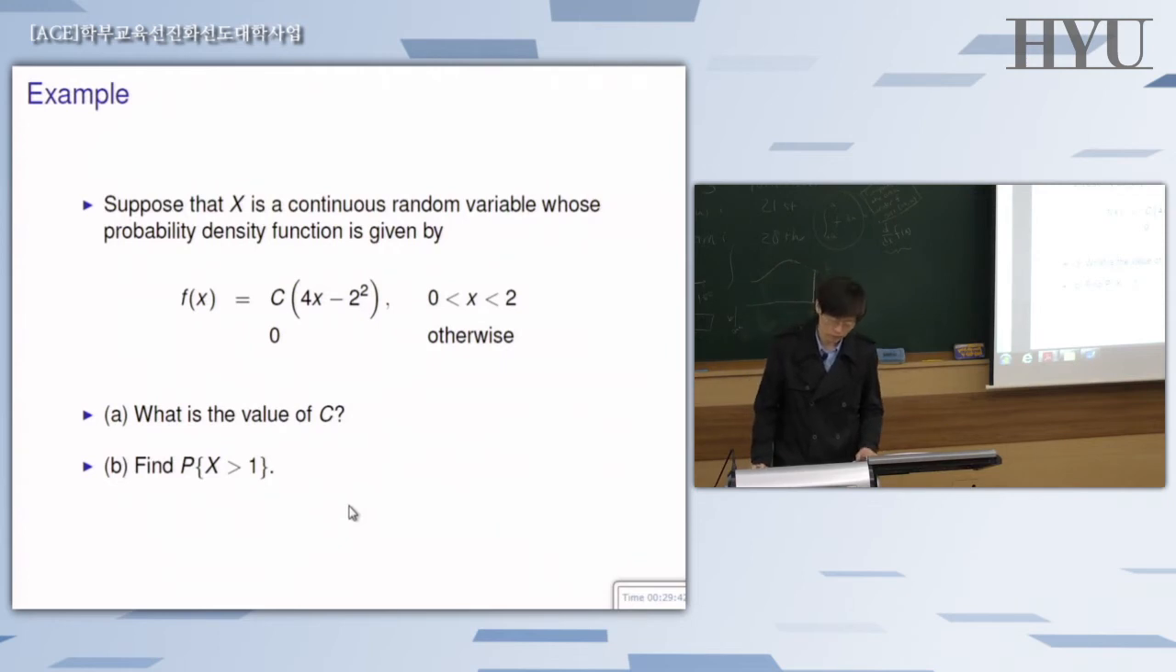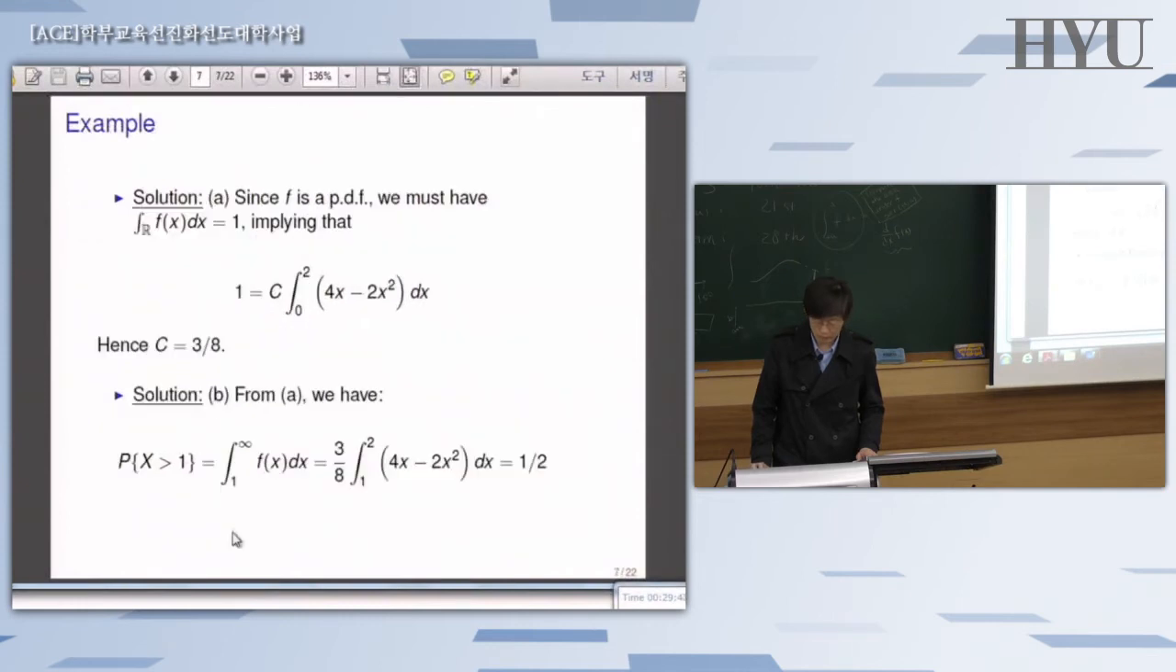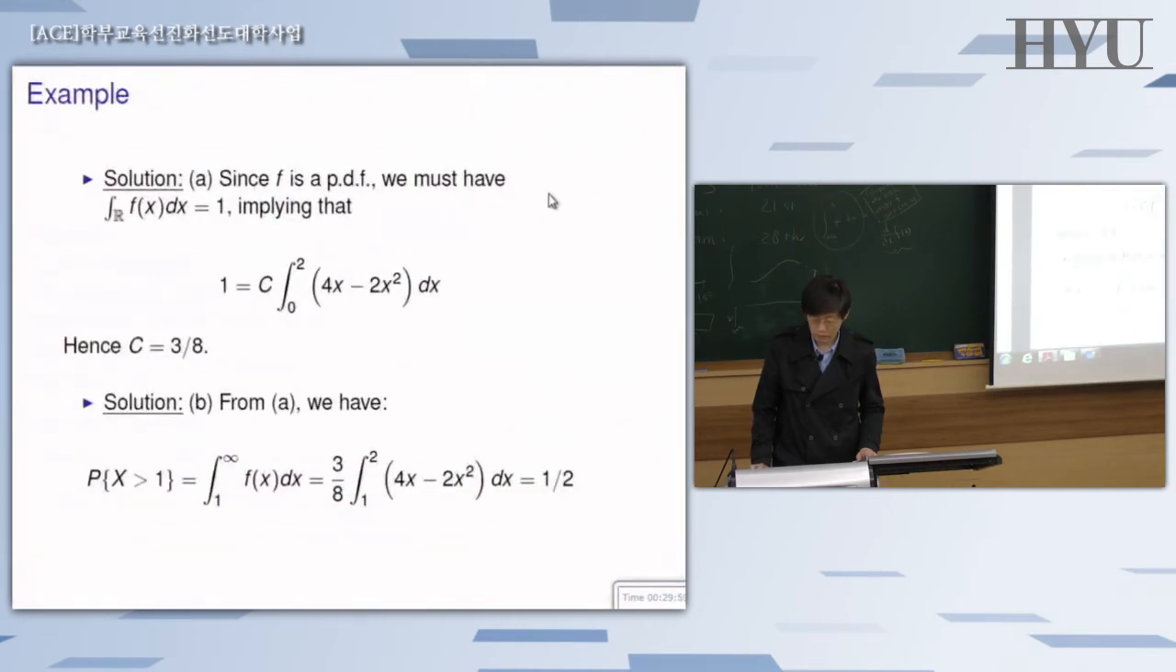So let's do it. First is the number for this C. Because of this property of this PDF, if you integrate the PDF over the entire real line, it must add up to 1. Otherwise, it's not a good PDF. So the way to do it, just put this C outside this integral because it's a constant, and then figure out this integrand for the remaining part, and then move it to the left-hand side, and this will give you this number 3 over 8.